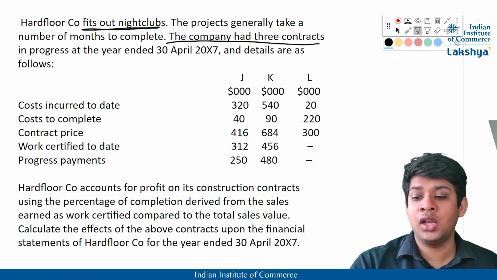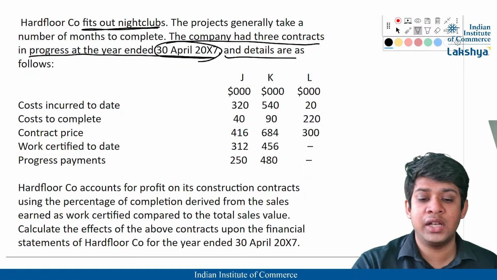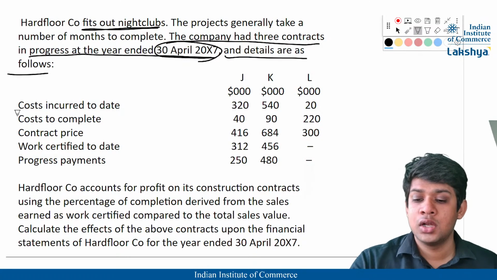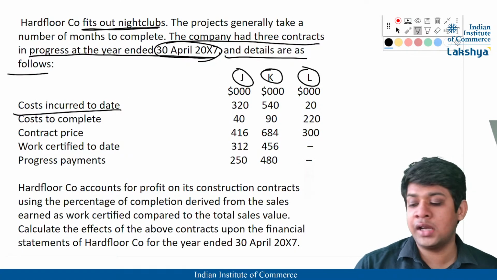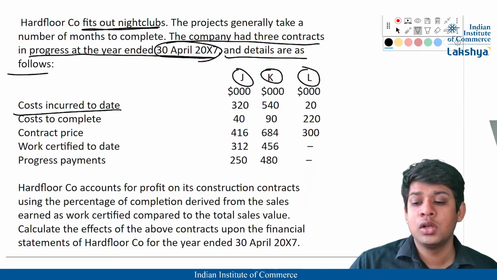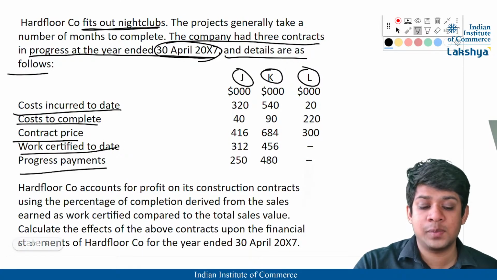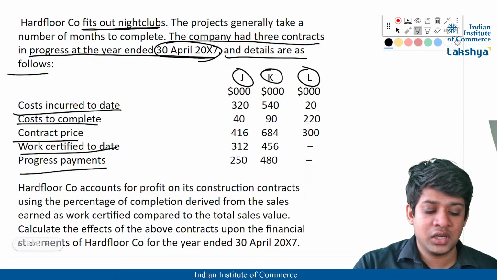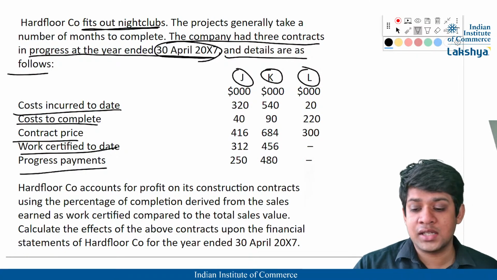The company had three contracts in progress at the year ended 30th April 2017, and the details are as follows. The costs which are incurred to date for J, for K, and for L. There are three different entities, three different projects given to you, right? There is cost to complete, contract price, work certified, and progress payments which are provided, which we are supposed to understand in detail. Okay, so let us get started.